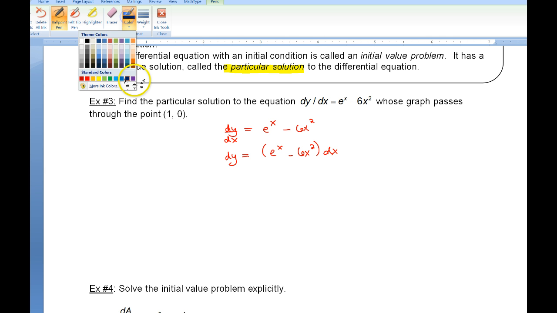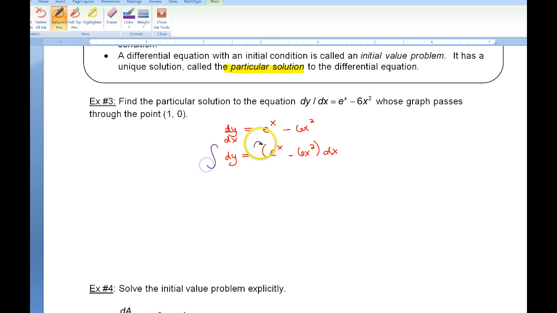Okay, so let's go ahead and integrate both sides. We get y equals e to the x, and then it's going to be minus 6x cubed over 3, plus c. Can you change it to 2x? Yeah, we can change that to a 2x cubed.